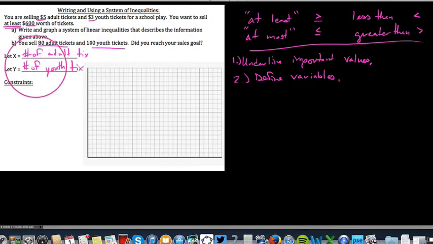The important thing is that you write "number of." We have to make this some sort of quantity that we can count. But in terms of the inequalities that I can think of, the first one that strikes me here is I'm not going to be selling negative tickets.